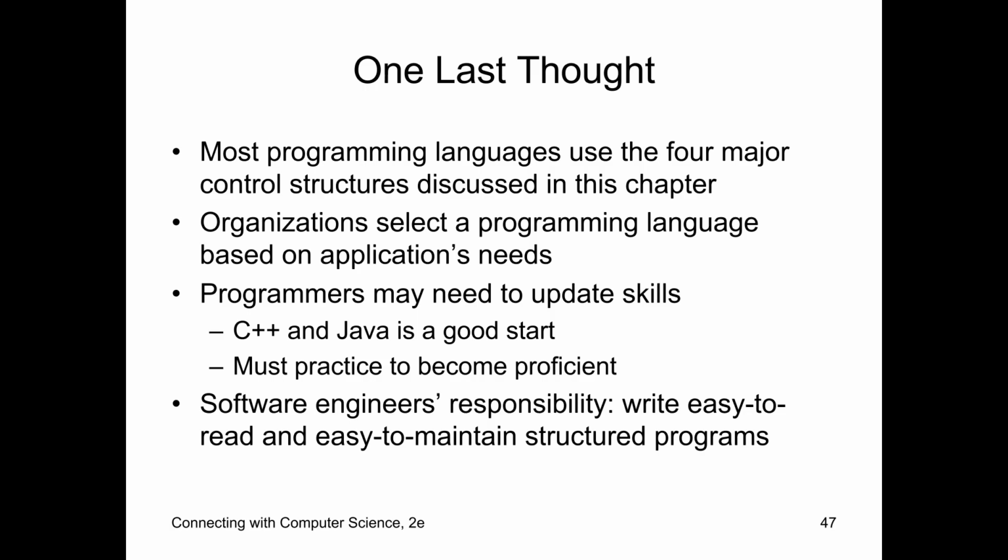You need to keep your skills up to date. It says C++ and Java are a good start. I'd also say that C# and Python are good starts as well. Swift and Objective-C may be a little bit more advanced. Rust is the same thing. But really, you want to get a language, Java, C++, C#, Python, and practice.